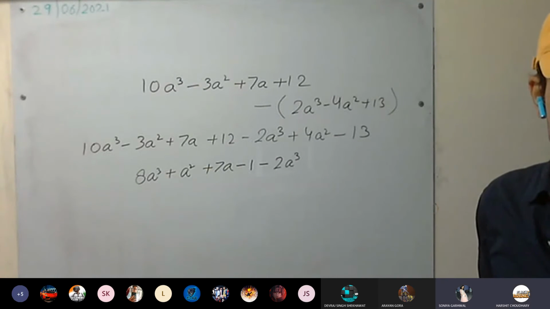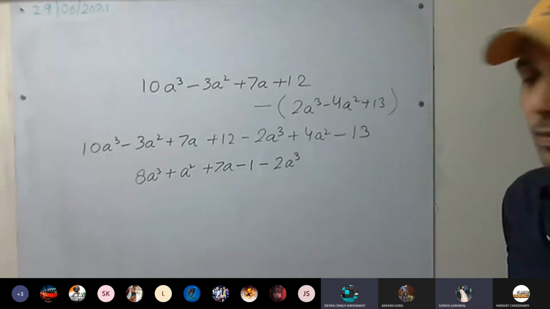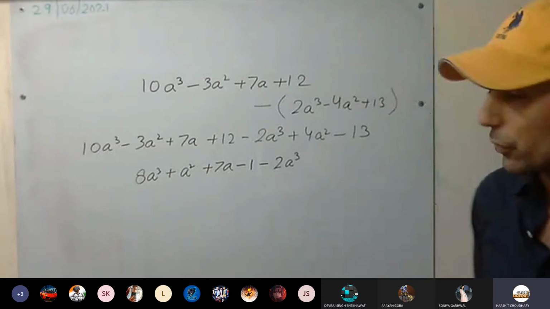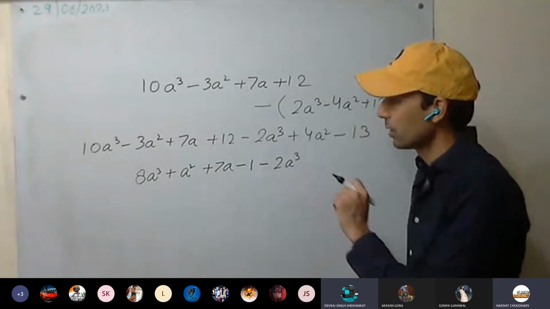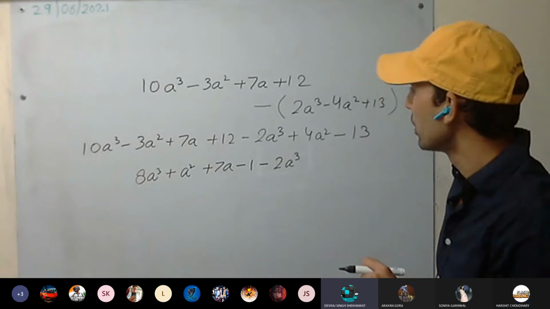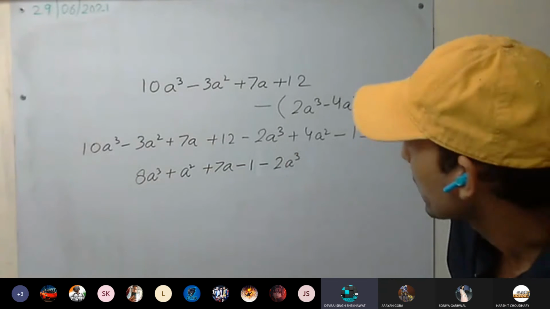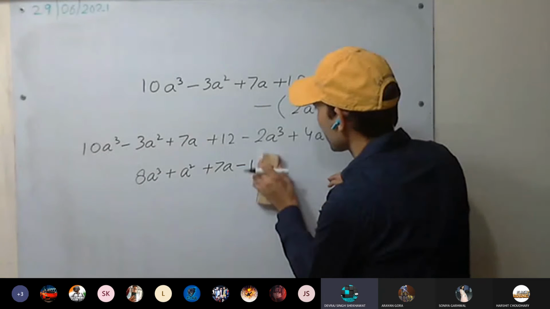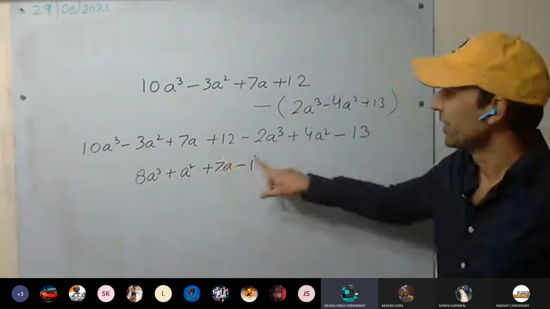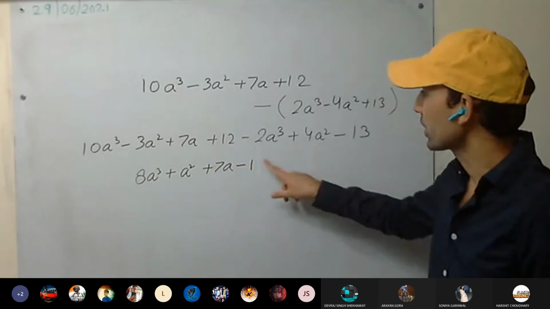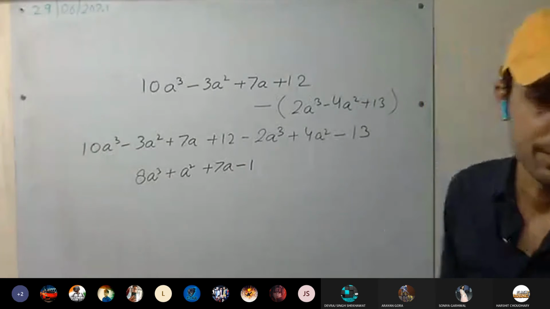Sir, three students have to submit the work. Not today. Sir, why have you written minus 2a cube? Sir, because at first you have written 8a cube. Okay, 1 minute. Yes, sorry for that. The a cube is already gone. Then a square, then 7a.